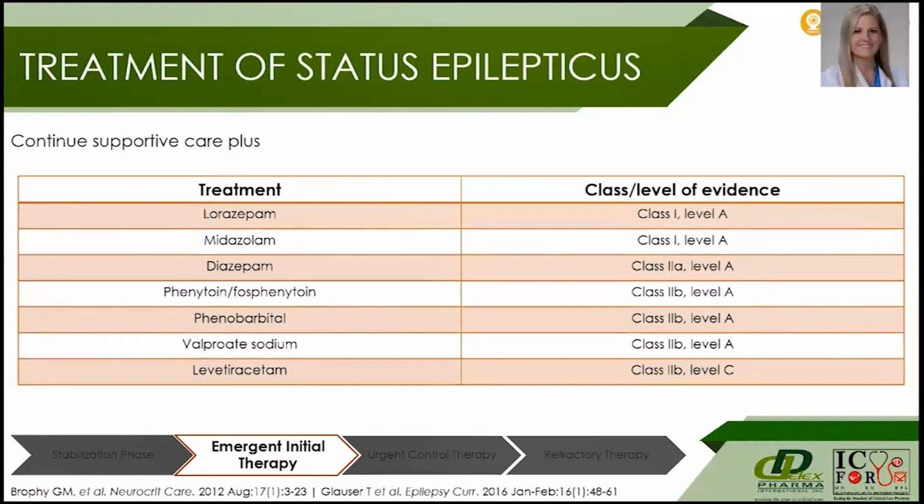Next, we have the emergent initial therapy phase. So this is where we continue our supportive care, plus we're continuing to give benzodiazepines such as lorazepam, midazolam, diazepam. We're also considering other antiepileptics like phenytoin, phenobarbital, valproate, and levetiracetam.